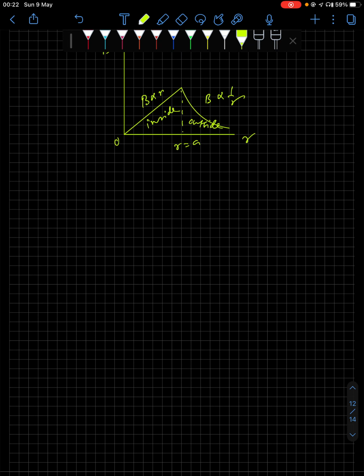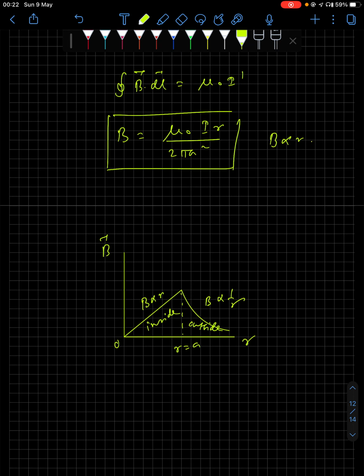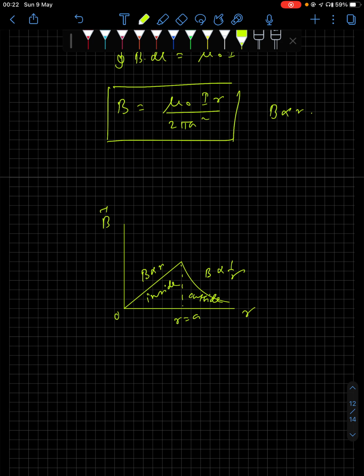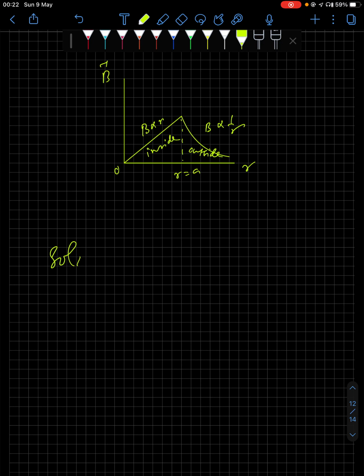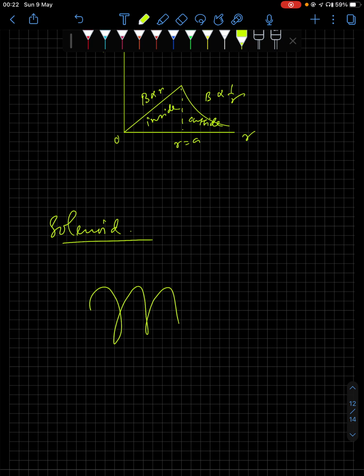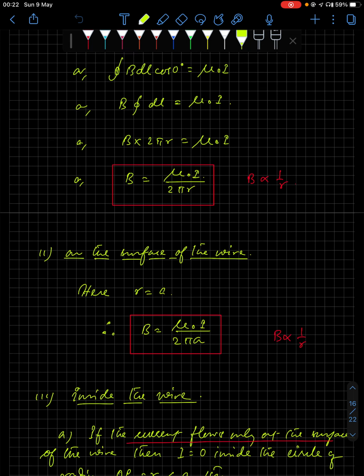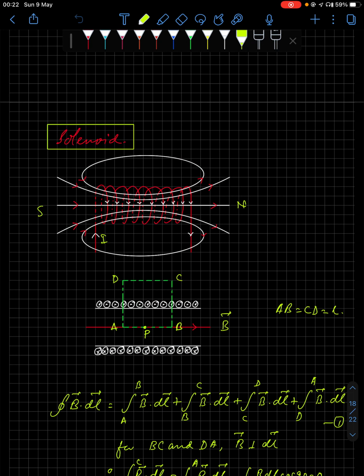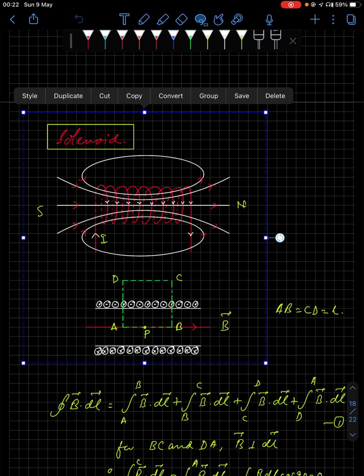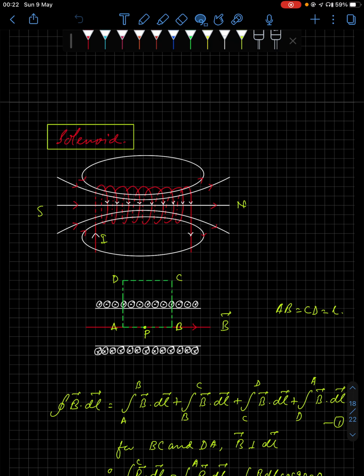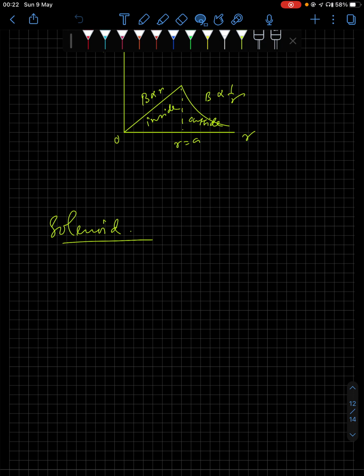So the applications of Ampere's circuital law, we have the solenoid. So what is a solenoid? A wire, or let me copy down the diagram from there. So you can see what is a solenoid. So a wire in the form of a spiral, right? In the form of a spring, you can say. So that is a solenoid.